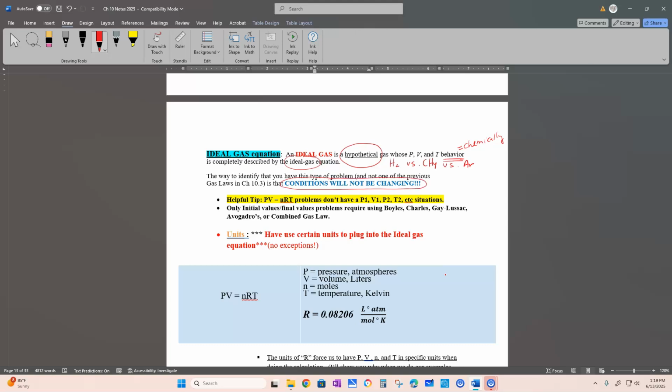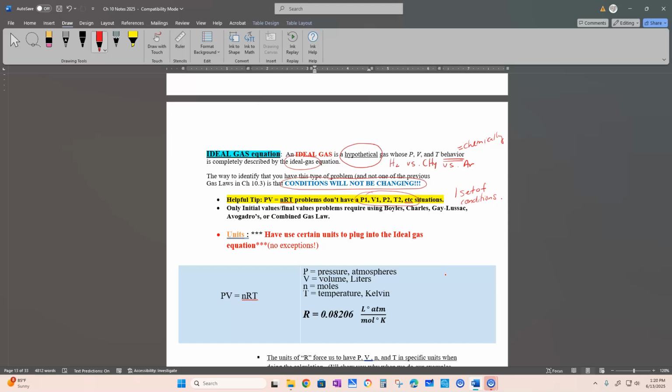So a way to identify this type of problem is you're actually going to see something. There's no more 1s and 2s. There's just a P, and then there's a V, and then a T. There is no P1 V1s or P2s or T2s. You have just one set of conditions. Okay? So only initial values and final values are for the 4 gas laws, or I apologize, 5 gas laws. So the 4 scientist gas laws plus the combined gas laws.